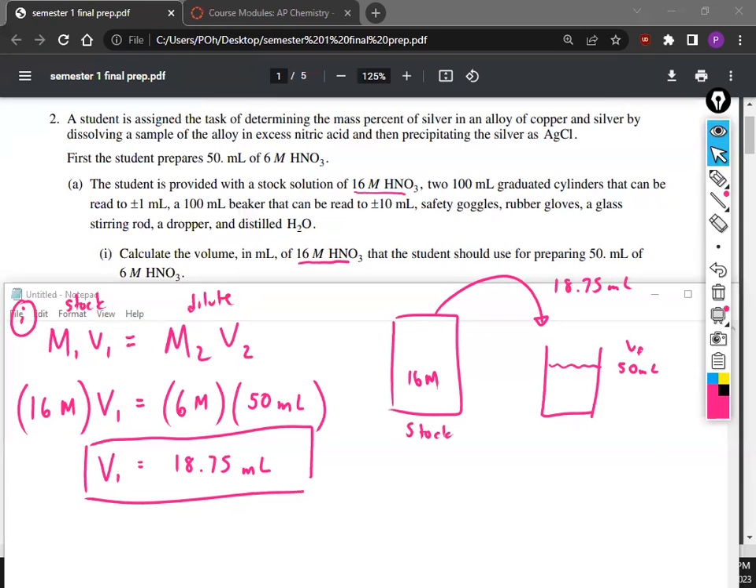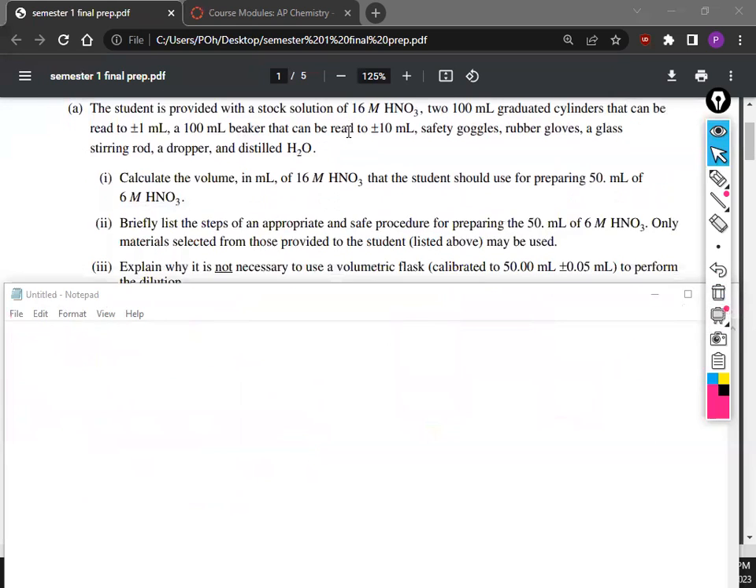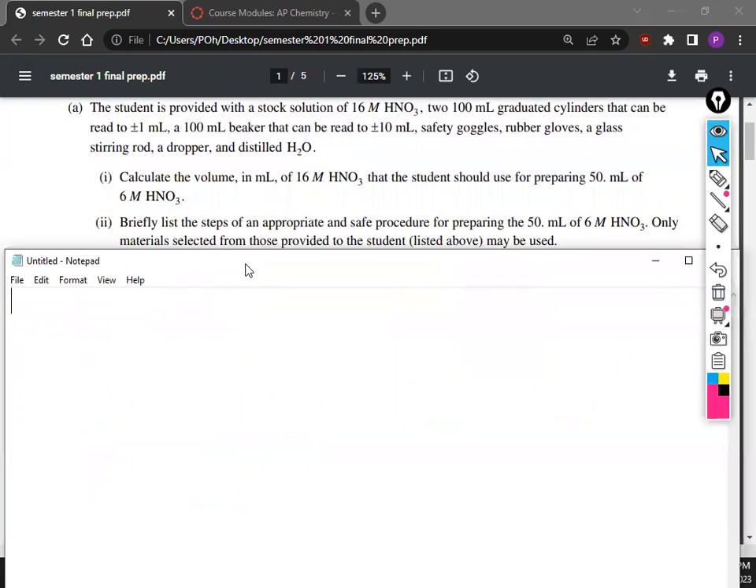And so it's good to have our information organized so we can go back to it. Okay. All right, let's go to part 2 now. So part 2, briefly list the steps of an appropriate and safe procedure for preparing this. So basically, now that we did the math, we know how much stock solution we need. We're going to write a procedure that tells us what is a safe and effective way of making this solution.